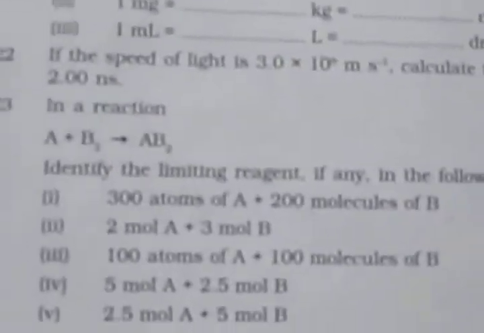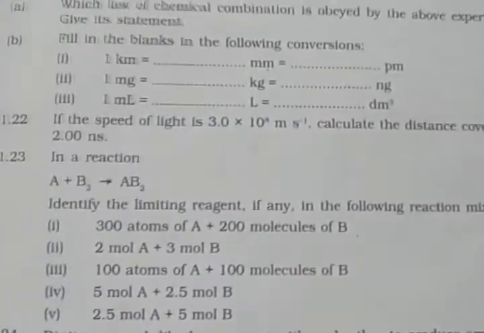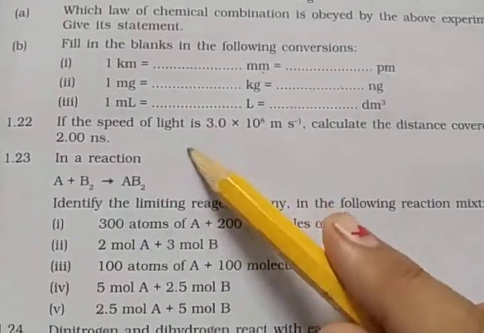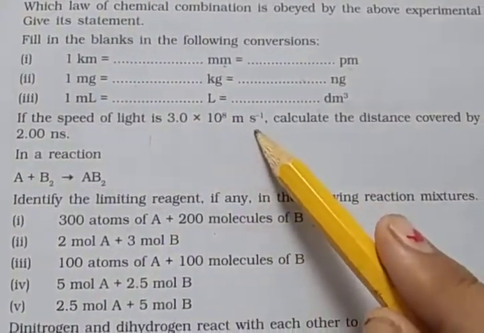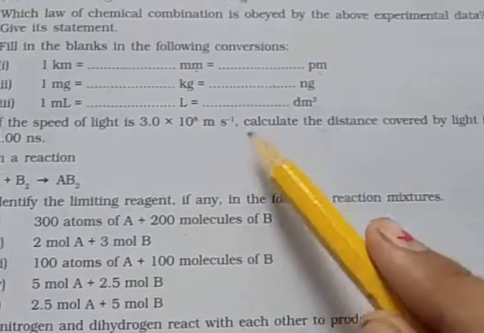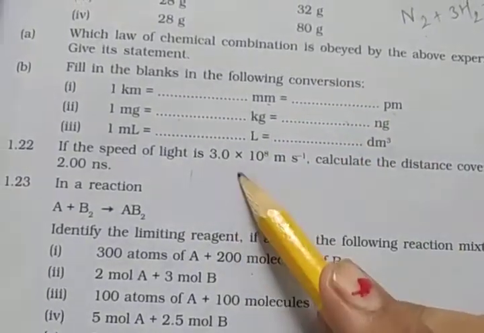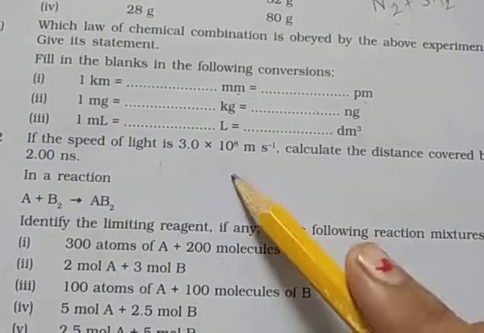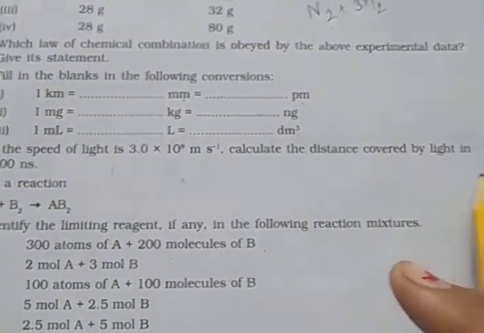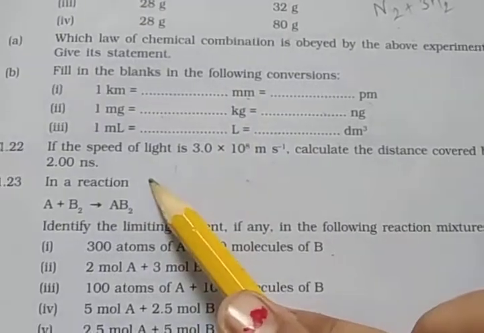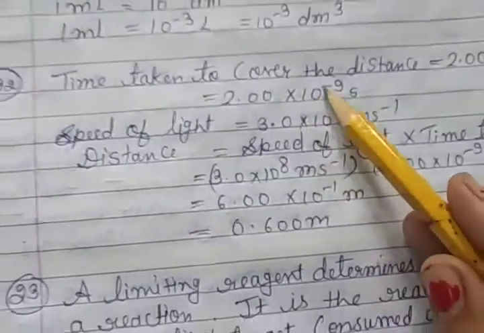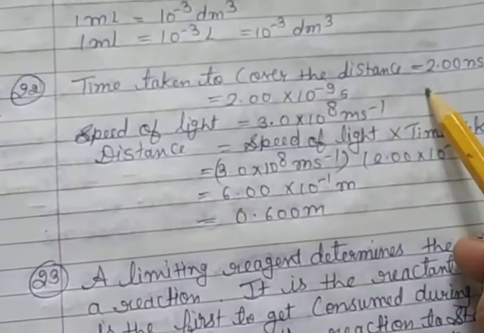Question number 22. If the speed of the light is 3.0 into 10 raised to power 8 meter second inverse, calculate the distance covered by light in 2.0 nanosecond. Okay, again I say, if the speed of the light is given, calculate the distance covered by light in 2.0 nanosecond. Okay, so time taken to cover the distance is 2.0 nanosecond.